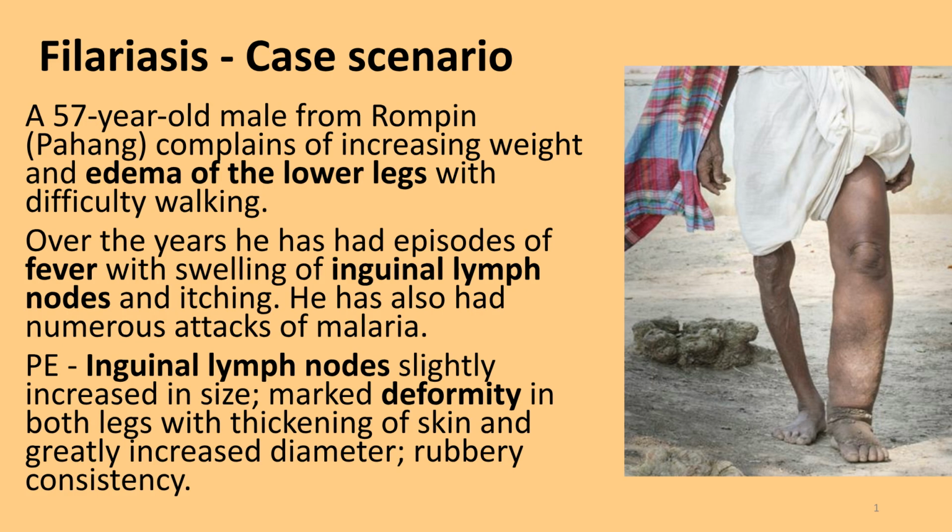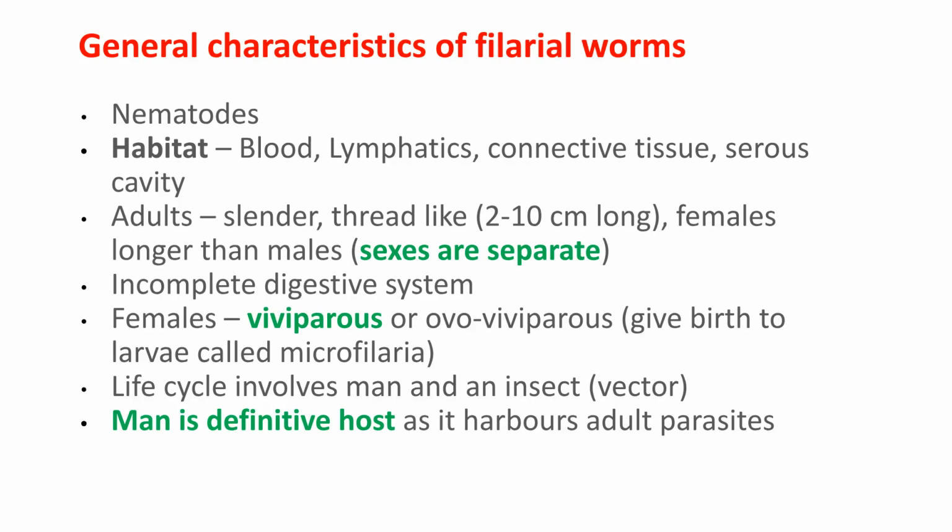The patient's residence in Rompen, which is an endemic area, the chronic lymphedema, and the history of recurrent inflammation all point toward this diagnosis. Keep this case in mind as we explore the pathophysiology and clinical features of filariasis throughout this lecture. Their habitat includes blood vessels, lymphatic vessels, connective tissue, and serous cavities. This tissue distribution is crucial to understanding their pathology.